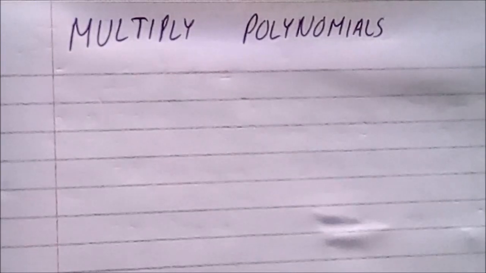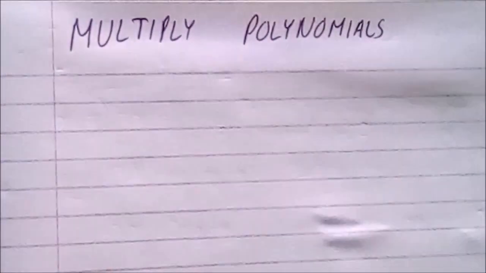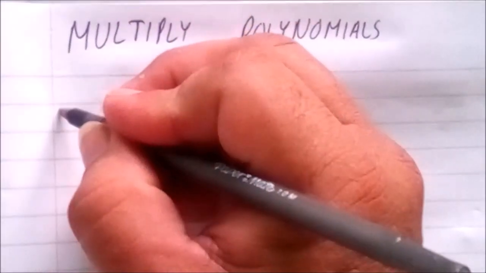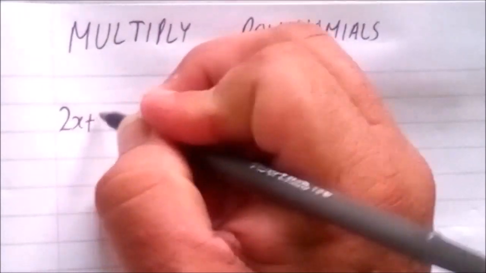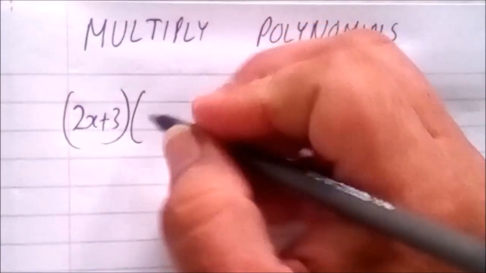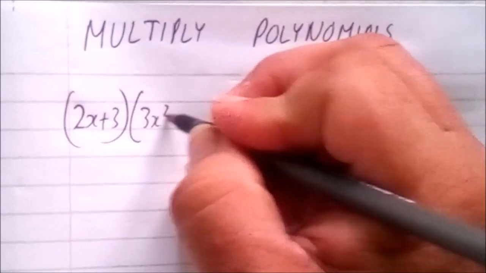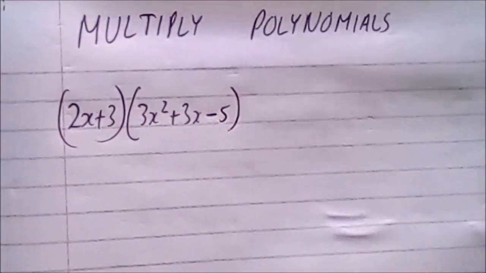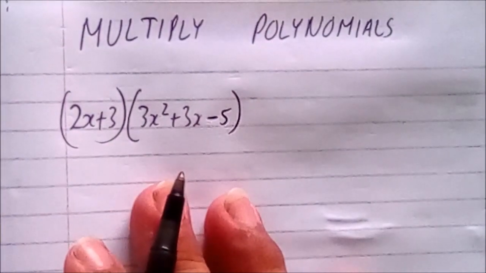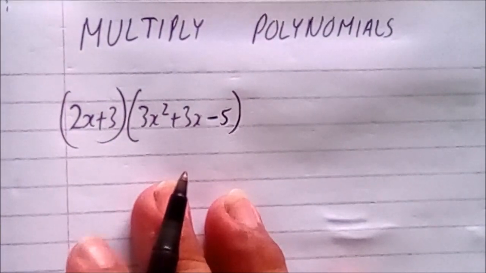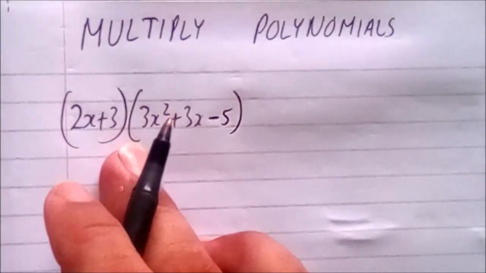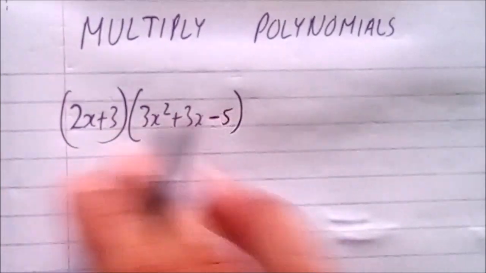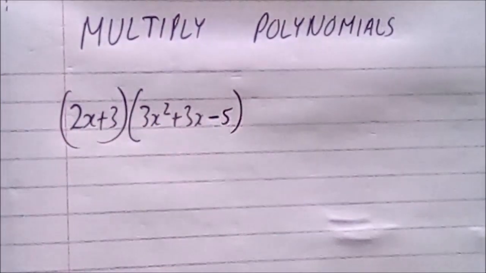Okay, we're gonna be multiplying polynomials. So let me write down a polynomial: 2x plus 3 times 3x squared plus 3x minus 5. We use the distributive property more than once to multiply a polynomial by a binomial. This is a polynomial by a binomial, okay? To multiply these two, we proceed as follows.